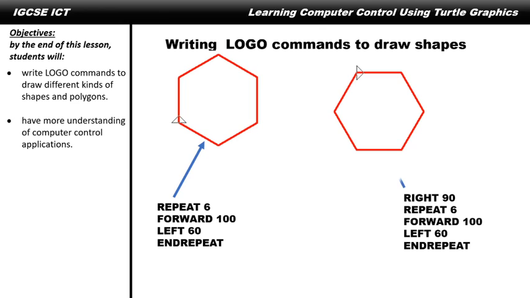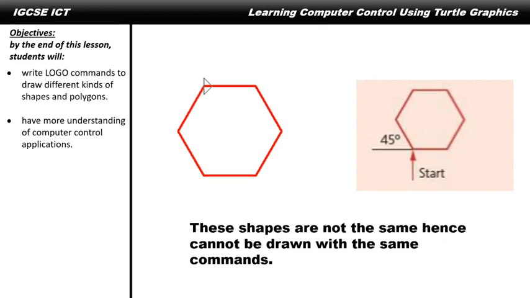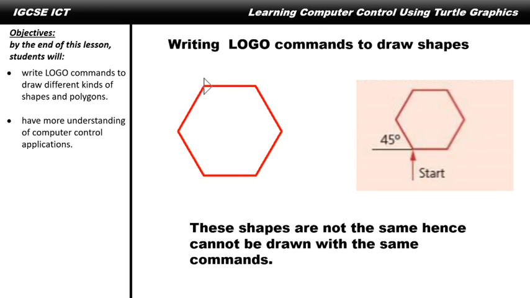So now let's look at this. Here I want to quickly show you something. If you look at these two shapes, they are both hexagons. Okay, but they are not the same.